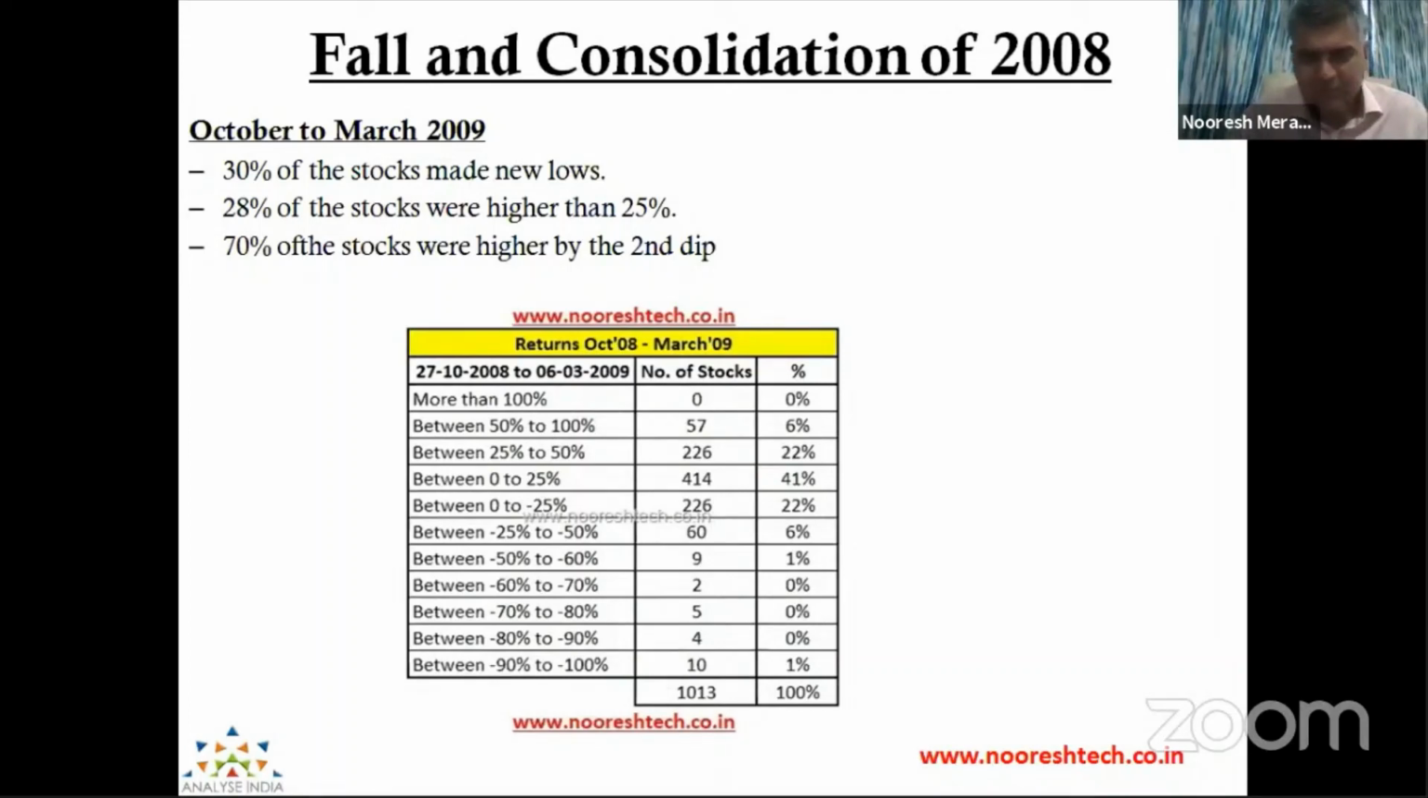So 30% of the stocks made new lows. 30% of the stocks were roughly higher than 25%. But 70% of the stocks, which actually tells you in this next dip, 70% of the stocks did not make a new low. This was the case in 2001 to 2003. Almost 70% of the stocks did not make a new low in the second dip.